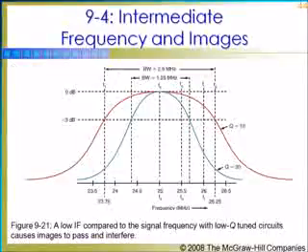So next is this figure. This figure shows signal frequency with low-Q tuned circuits compared with a low IF that causes images to pass and interfere. As we can see, the red one is the one with low-Q tuned circuits, while the green one is the low IF.